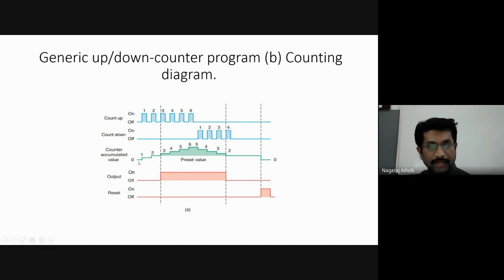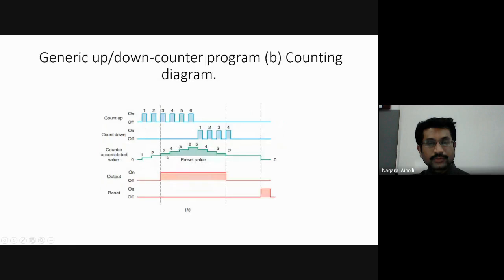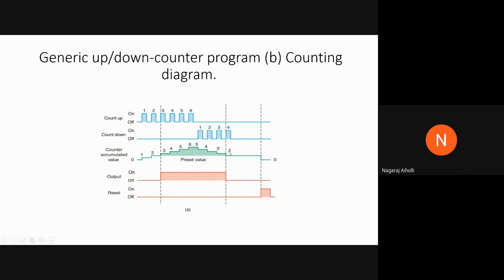And the accumulated value is initially 6, from 0 to 6, when I pressed the PB1 switch. When I pressed this PB1 switch 6 times, it has gone from 0 to 6. Then I am pressing the PB2 switch 4 times. So 6 minus 4. Initially the count is accumulated from 0 to 6, then 6 minus 4, it will count down from 6 to 2. So the final value is 2 now.